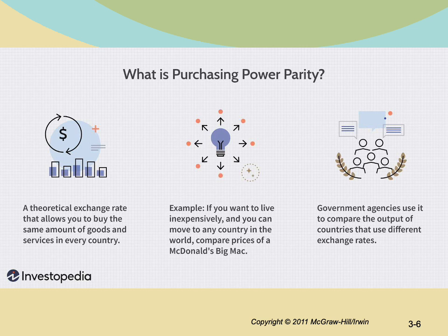The government agency will use PPP to compare the output of countries that use different exchange rates. After this slide, I will show you how McDonald's Big Mac can also be used as a comparison of different living standards in different countries.